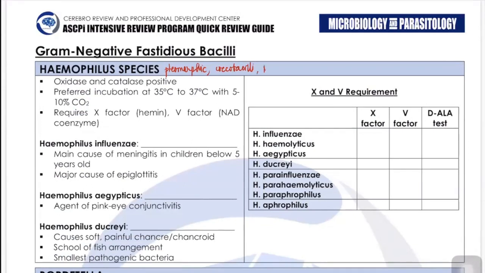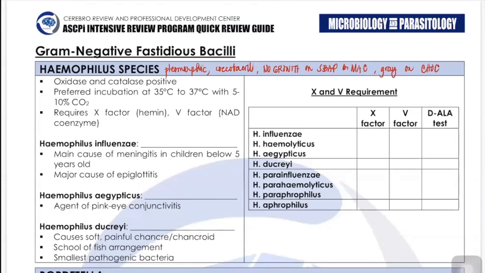So take note, no growth on sheep's blood agar plate or MacConkey. Okay? However, they grow gray colonies on chocolate agar plate. Okay? So take note, they are oxidase and catalase positive. The preferred incubation is at 35 to 37 degrees Celsius with 5 to 10% carbon dioxide, making them, of course, capnophilic organisms. So they can be differentiated based on their X and V factor requirement.